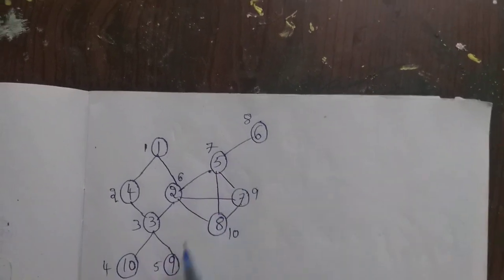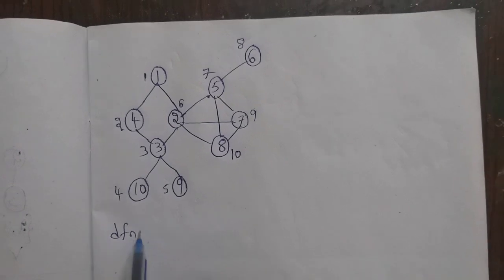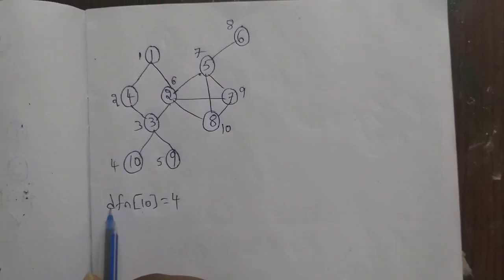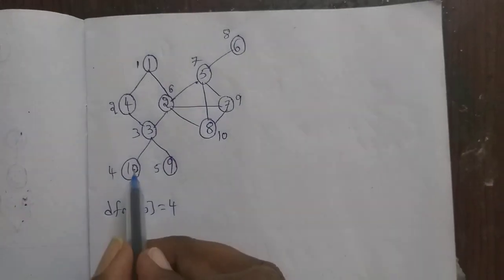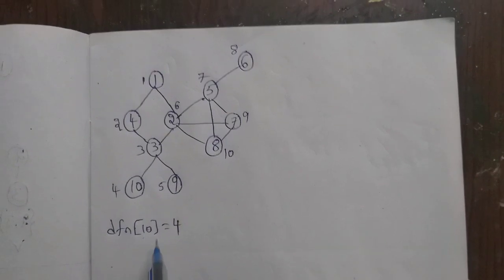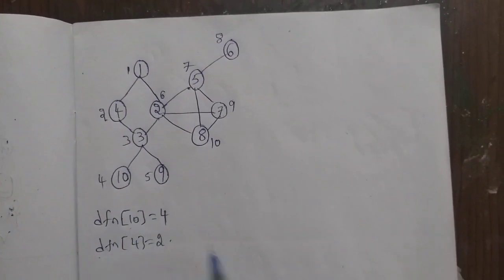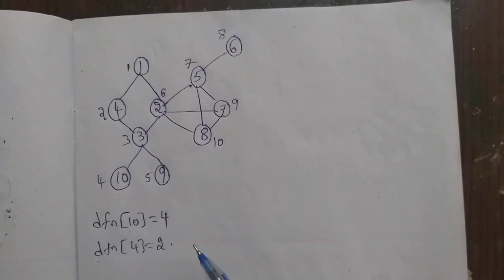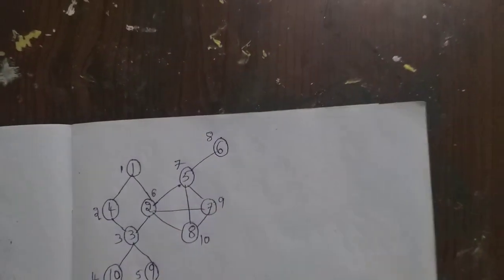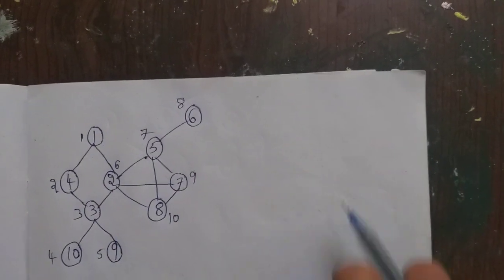All these are the depth first numbers. Depth first number of 10 is equal to 4. It means in the depth first traversal path, vertex number 10 is visited at 4th place. And the depth first number of 4 is equal to 2. It means in the depth first traversal path, vertex number 4 is visited at 2nd position, right? Using these depth first numbers, we try to draw the depth first spanning tree.